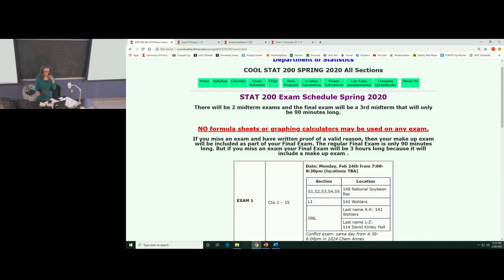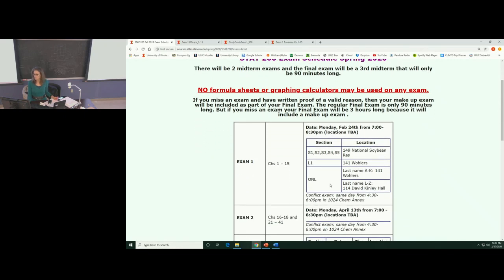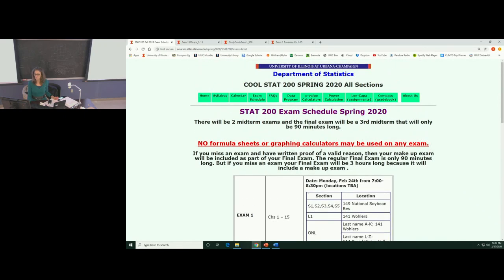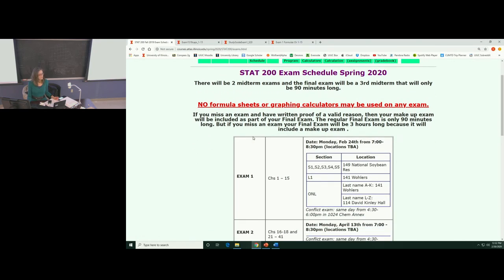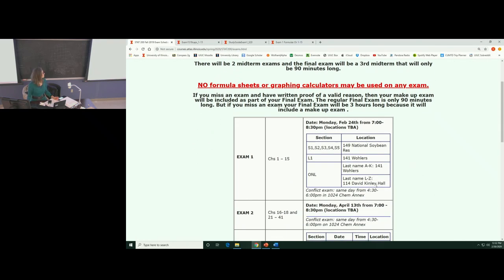Okay, everyone, so I finally posted your exam locations so you know where to go. And they're right here. You just click on this exam schedule and it will tell you where to go. So this place, 149 National Soybean Research, is south and east of the main campus. I should post a link to that so you'll know where to go for people who are going there. And Wohlers and everybody else will be in Wohlers and DKH. So any questions on that?